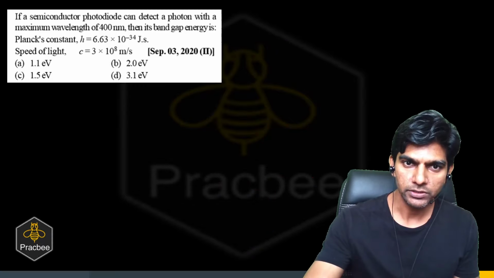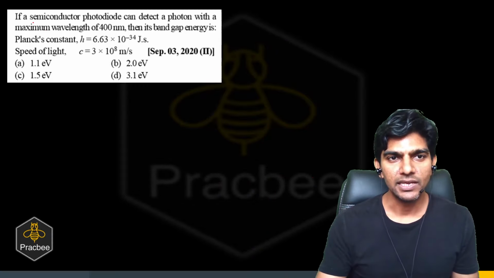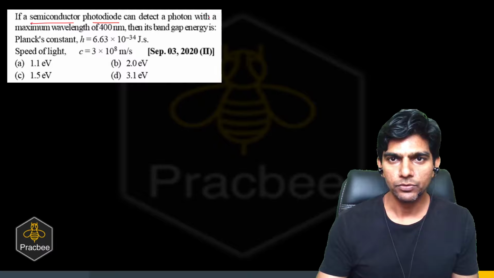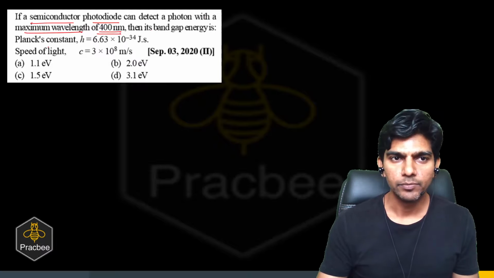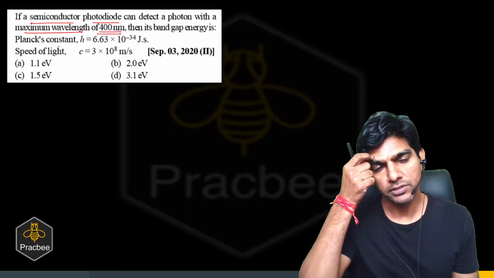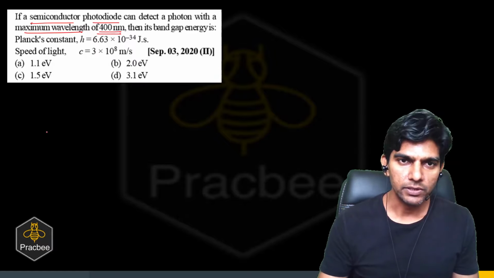Now let us see the typical question that is asked about photodiodes. If a semiconductor photodiode can detect a photon with a maximum wavelength of 400 nanometer, then its band energy gap is, so Planck constant is given, speed of light is given. So let us see.